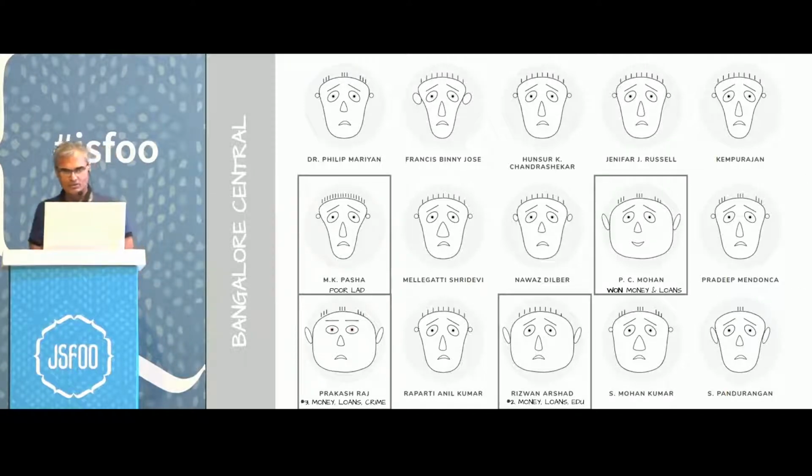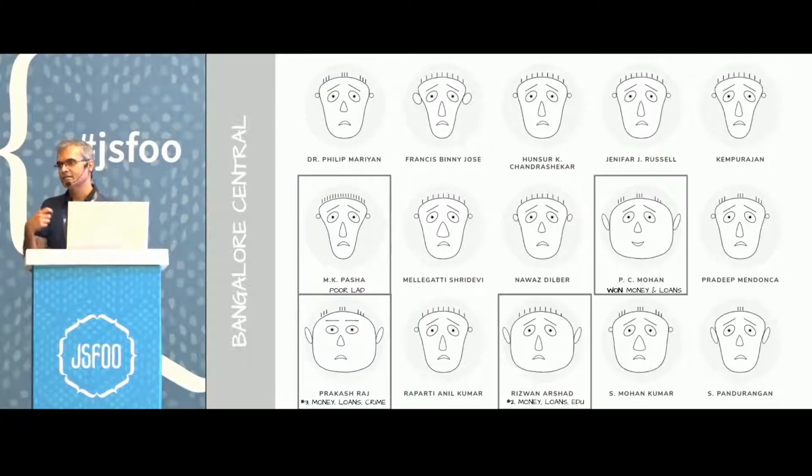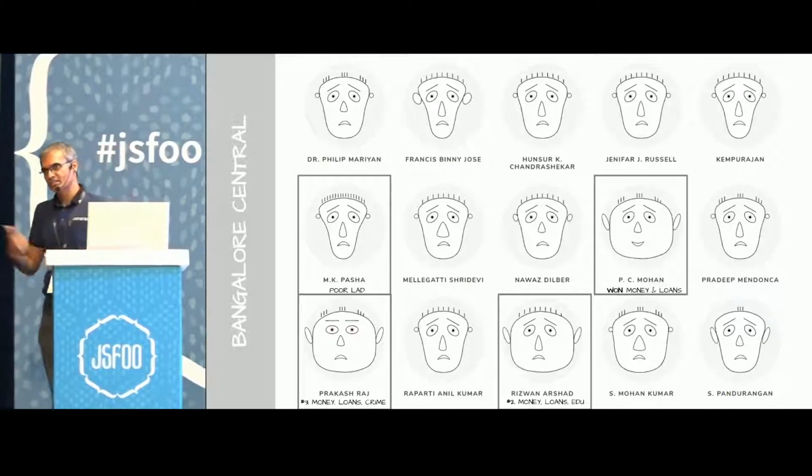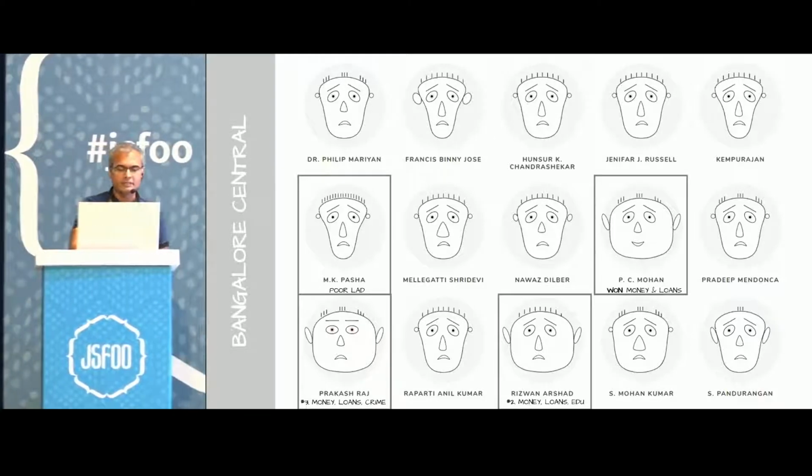MK Pasha is one of the youngest that stood for election. Poor lad is all we can say. Quite innocent, not very affluent. At a glance, you get a sense of the candidate's profile, and it becomes a little easier to read it, but it's also something that's engaging. And this was a piece that we put together for the media.